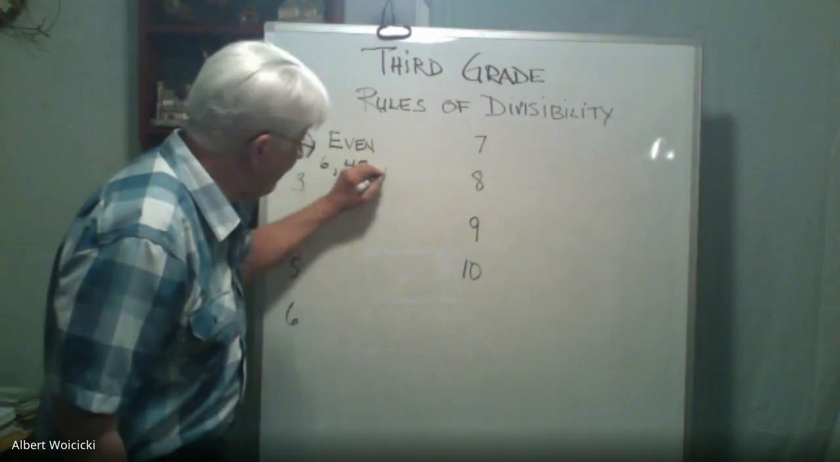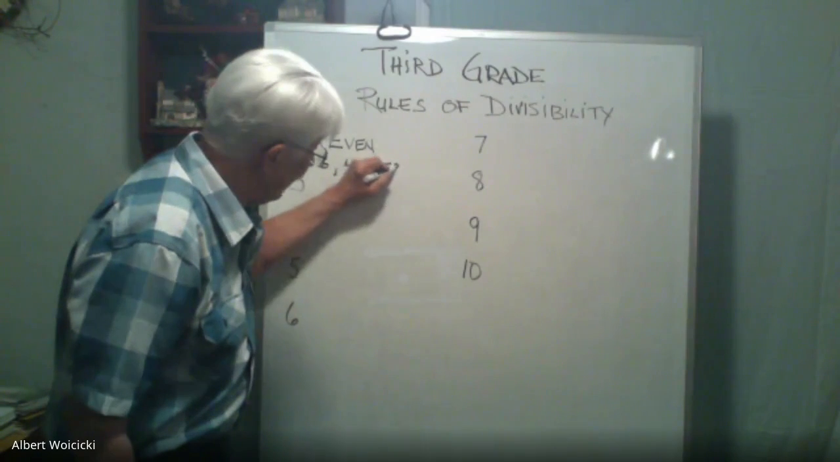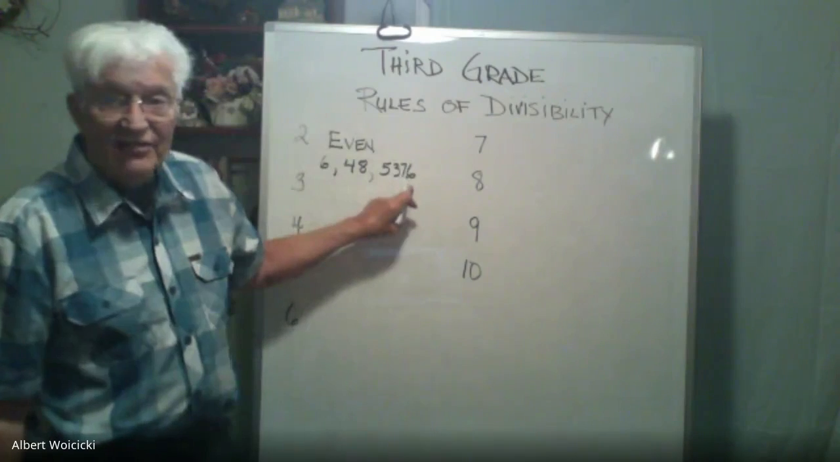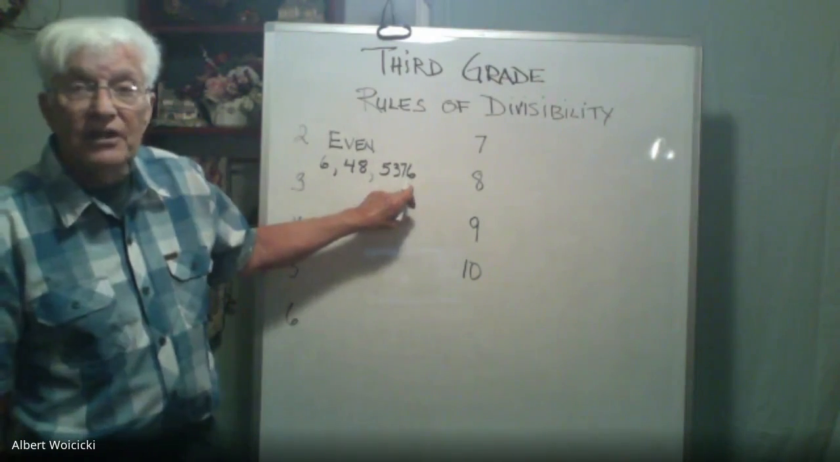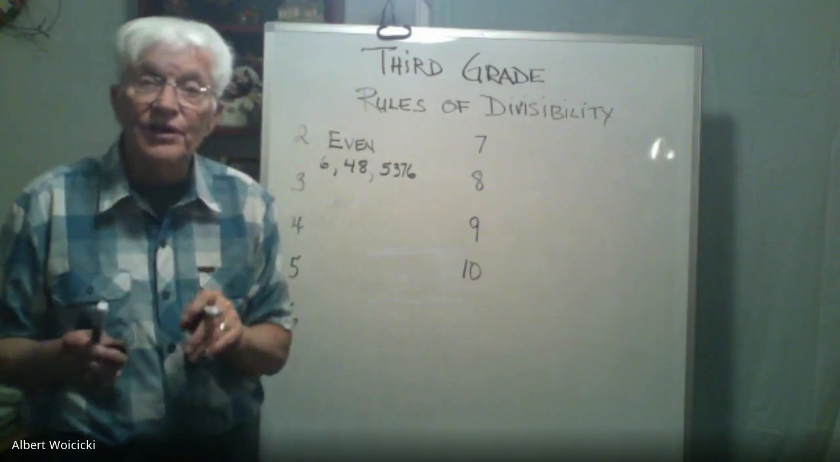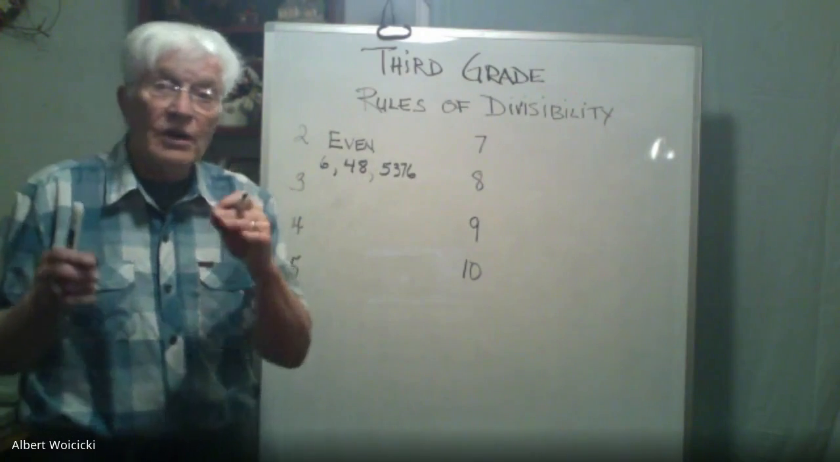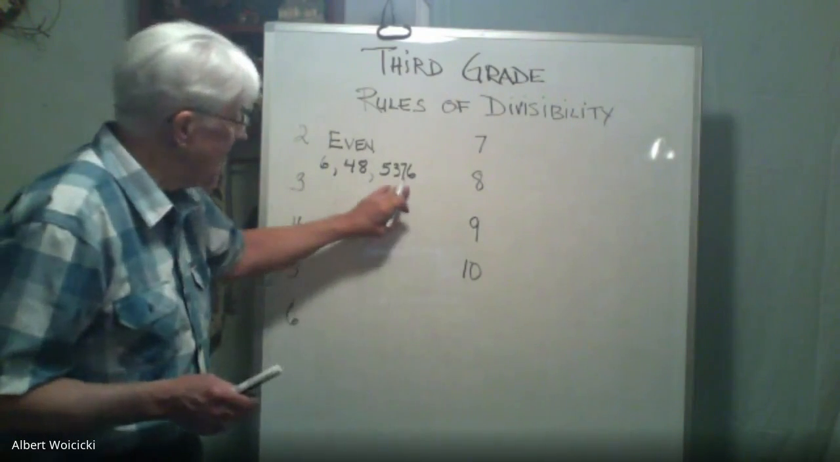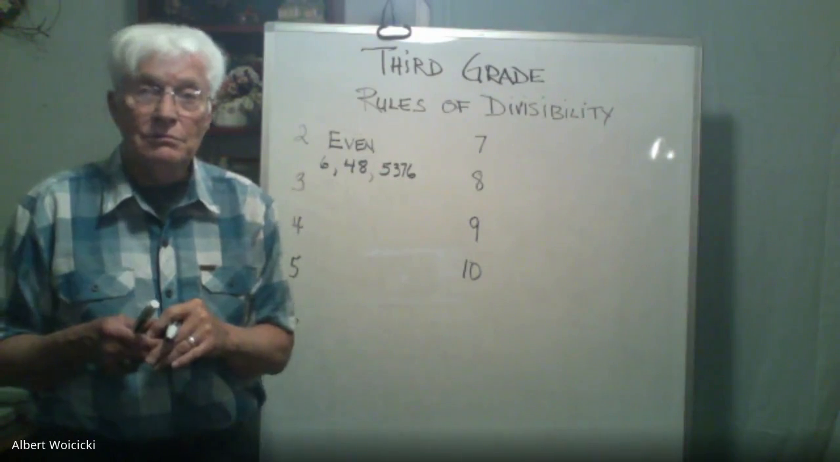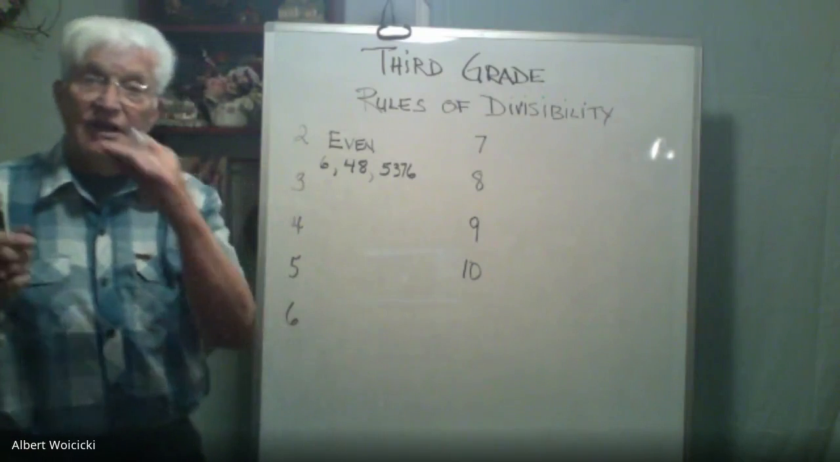So even if I have a big number like 5,376, because this last digit is an even number, that means that 2 goes into it evenly. So my last digit is even. It's divisible by 2. Now, that's an easy one.